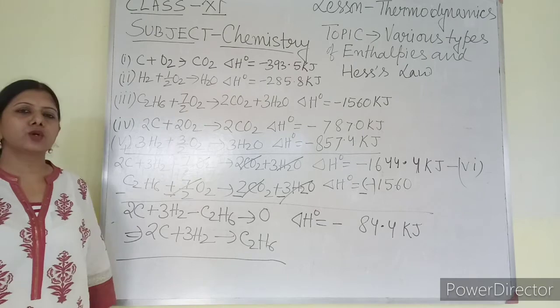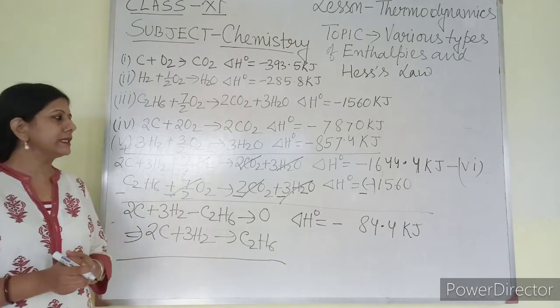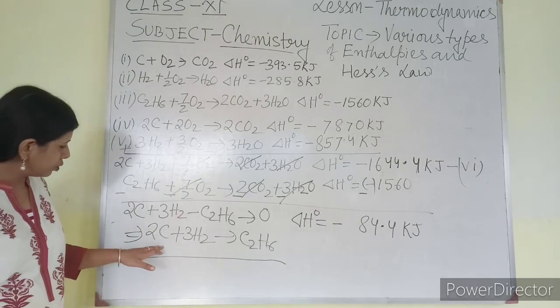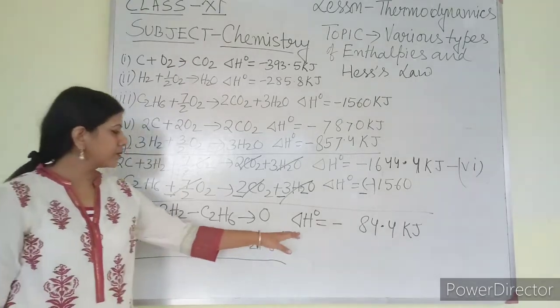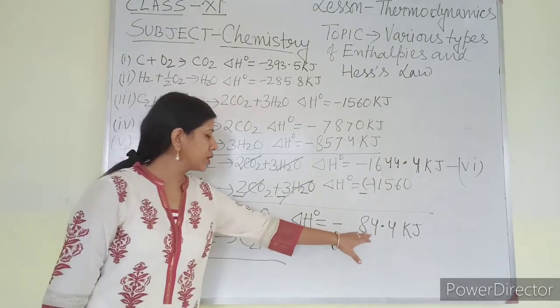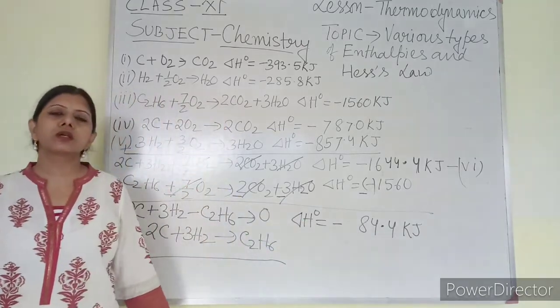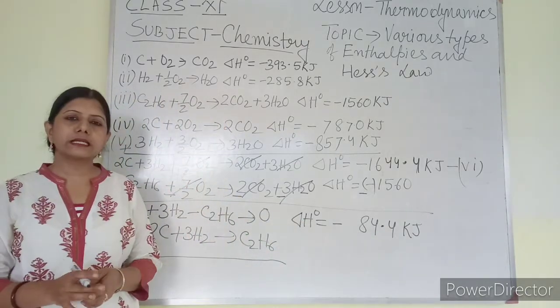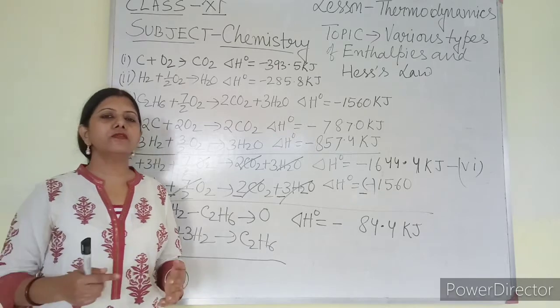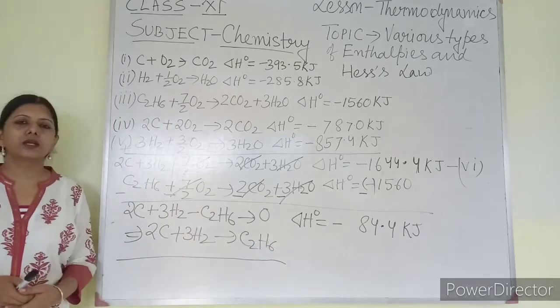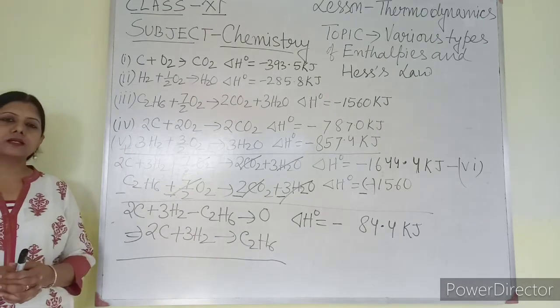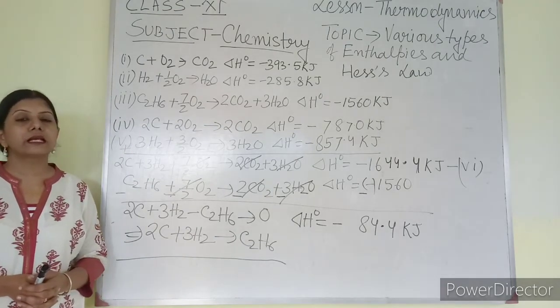In the beginning I told that formation of ethane. What is the equation? 2C plus 3H2 equal to C2H6. And here what I got, enthalpy of formation as minus 84.4 kilojoule. So your answer is enthalpy of formation of ethane is minus 84.4 kilojoule. How did you get it? You got it by applying Hess law.